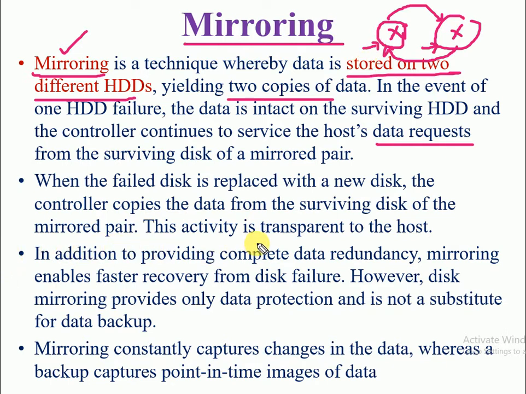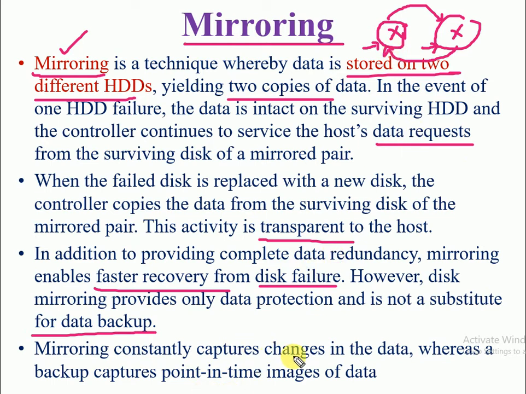This activity is transparent to the host, which is not known to the host that actually communicates with the storage device. In addition to providing complete data redundancy, mirroring enables faster recovery from disk failure. However, disk mirroring provides only data protection and is not a substitute for data backup. It is a mechanism for data protection, because we need to maintain the same data again.